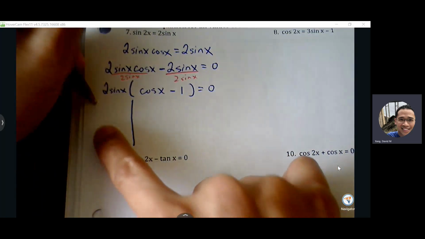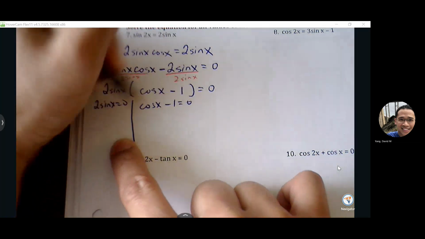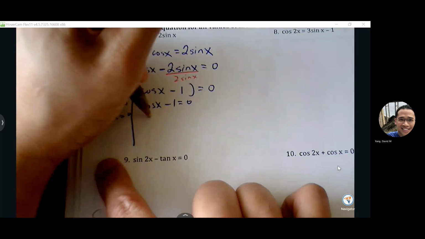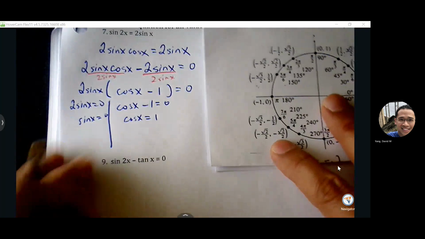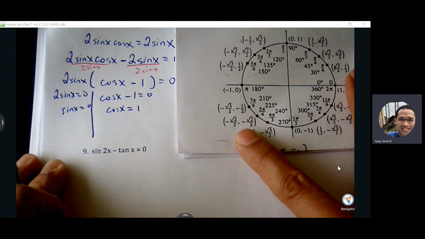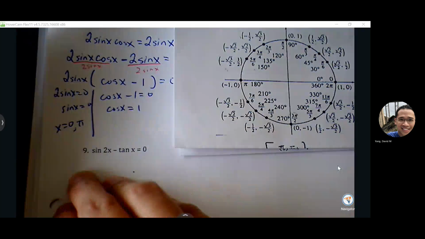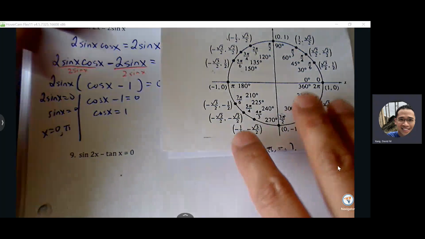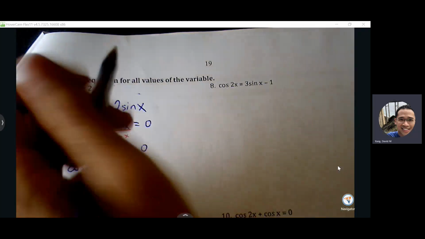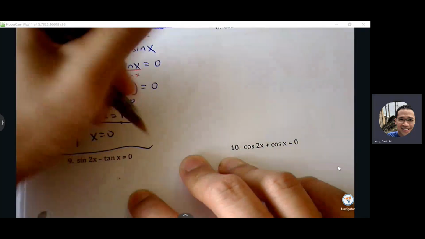Okay, set both equal to 0. Where is sine equal to 0? 0 and pi. Where's cosine equal to 1? Yeah, 0. Okay. Now we're back to for all values of the variable. So what do we include after these statements here? Yeah, just say plus 2 pi n.